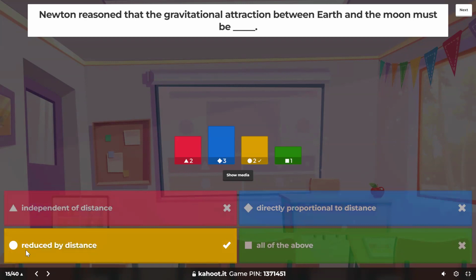Reduced by distance. This is the inverse relationship. They're saying the further away the moon is, the less the gravity force. So the further away you get from a planet, the less the gravity force. Actually, it's 1 over the distance squared, isn't it? So 1 over the distance squared.